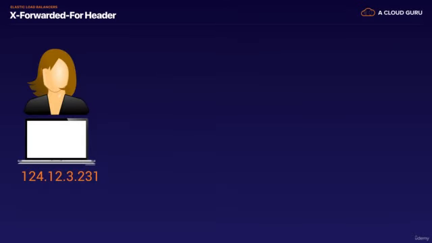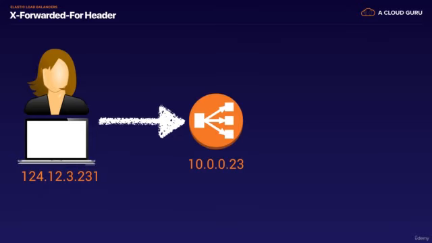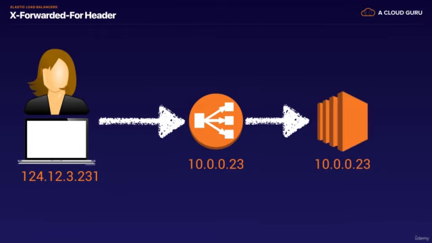Moving on to X-Forwarded-For headers. So this is our user. They're browsing to our website from 124.12.3.231. That's their public IP address. And they're hitting our elastic load balancer. Now, our elastic load balancer has an internal IP address of 10.0.0.23, and this is being passed to your EC2 instance. And the EC2 instance is logging the internal load balancer's IP address as our user's IP address.